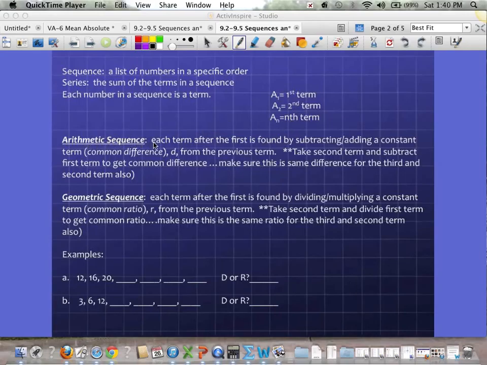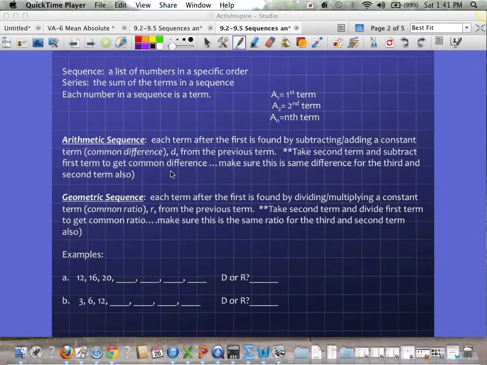An arithmetic sequence, the difference between the arithmetic and the geometric is very, very simple. The arithmetic is found by finding the common difference, which means you're going to take the second number and subtract the first number from it and see if that is a constant throughout all your numbers. If that's the pattern, then it's arithmetic. So adding and subtracting is arithmetic. So again, take your second term and subtract the first term to get a common difference. That will be denoted as a D when we're working on these. And you need to make sure that it also works for the second and third, fourth terms.